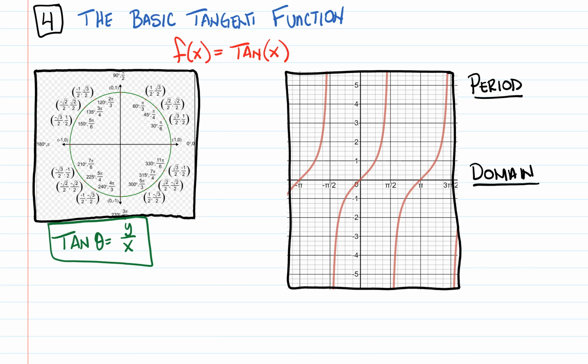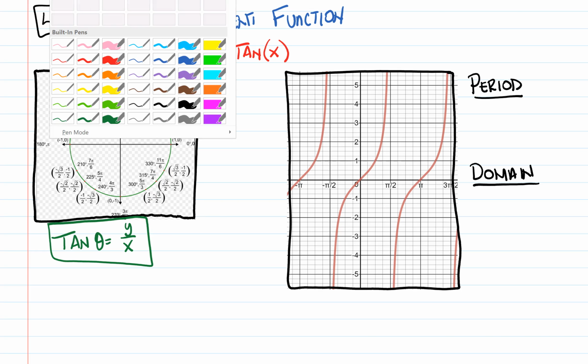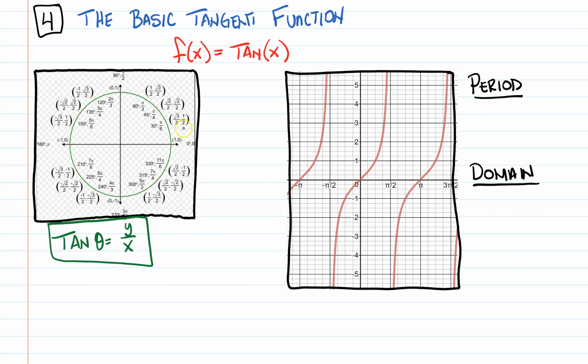I do think it's important that you understand where it comes from. Again, all we're doing is taking the quotient of the y value to the x value all the way around the circle, and it produces this graph. As an example, the tangent of 0 is 0, the tangent of pi over 4 is 1, and so on and so forth as we go around the unit circle.